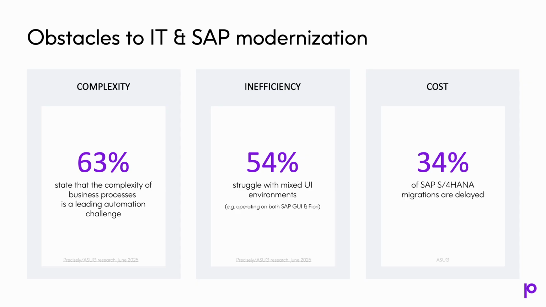And ASUG's own research found that 34% of S/4HANA migrations are delayed. So this fits with that Horvath number that we saw. This is something to keep in mind: there are a lot of obstacles to IT and SAP modernization to overcome as we go through this process. Materials is a big part of that.